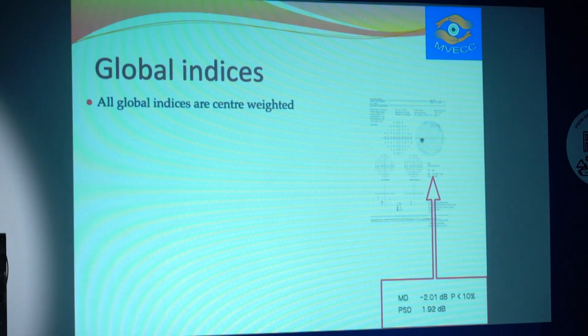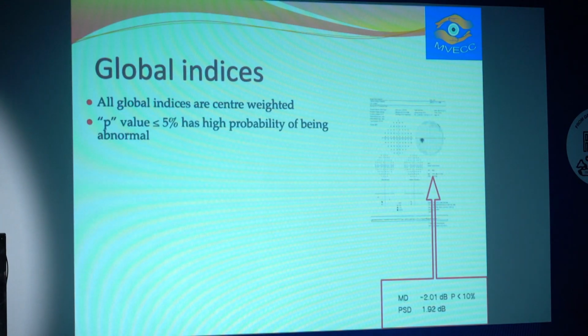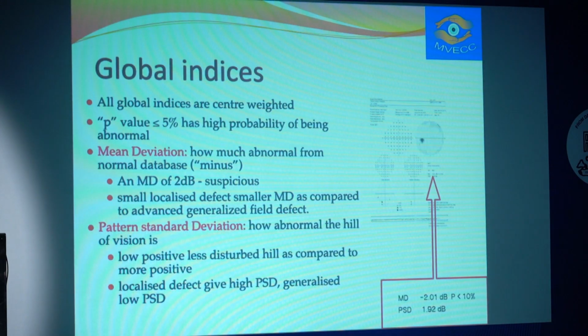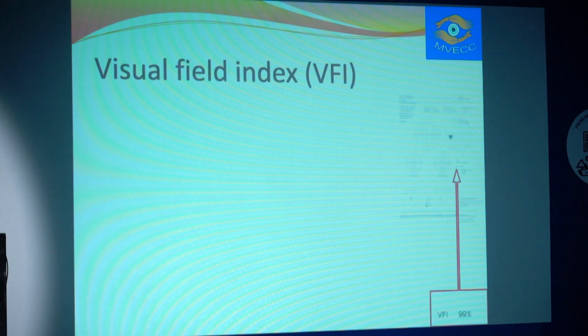Then we move on to the global indices. All the global indices are center weighted, that is, all the points in the center area are given more weightage as compared to the peripheral points. A mean deviation above 2 decibels should arouse suspicion of glaucomatous visual field defects. It helps us analyze the overall visual field performance rather than generalized defects. Pattern deviation gives you a small area within the hill of vision which is more depressed, like a nasal step or a scotoma because of glaucoma.